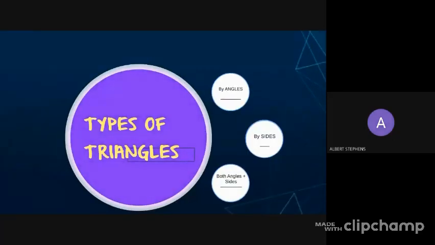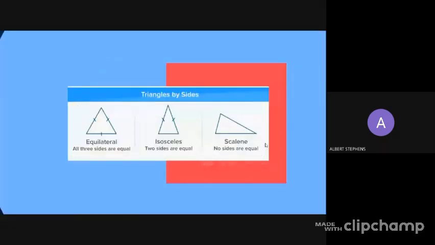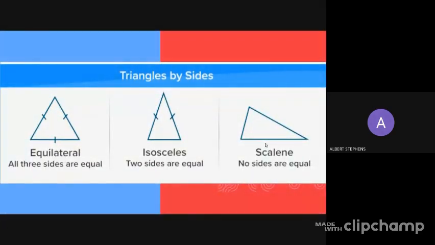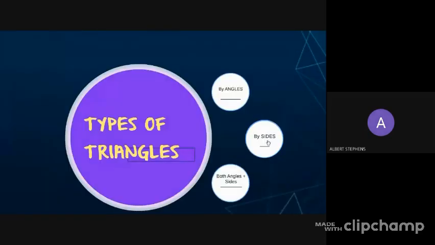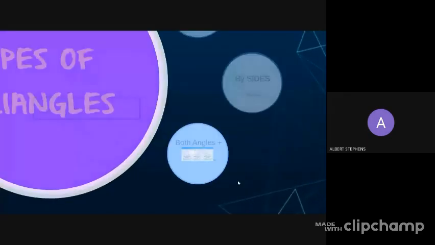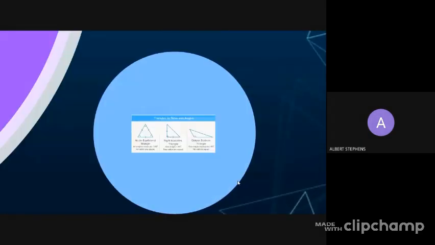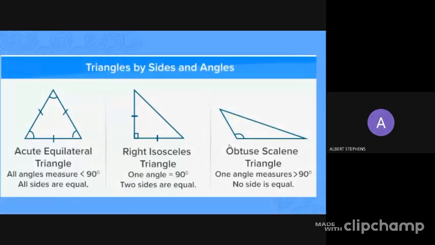So we can name triangles by their sides. For example, if all sides are equal, it's called an equilateral. Two sides are equal, it's called an isosceles. No sides are equal, it's called a scalene triangle. Now we can name triangles based on its sides and angles. For example, acute equilateral triangle, right isosceles triangle, and obtuse scalene triangle.